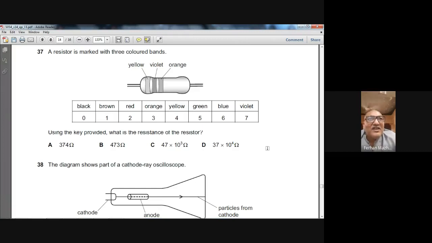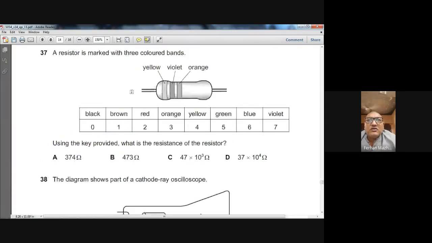I will show you. A resistor is marked with three colored bands: yellow, violet, orange. Using the key provided, what is the resistance of the resistor? So yellow means 4, violet means 7, and orange means 3. Let me show you my work.